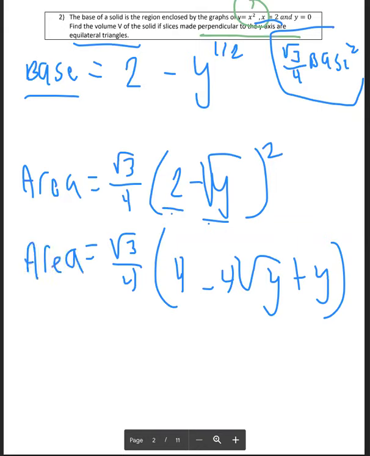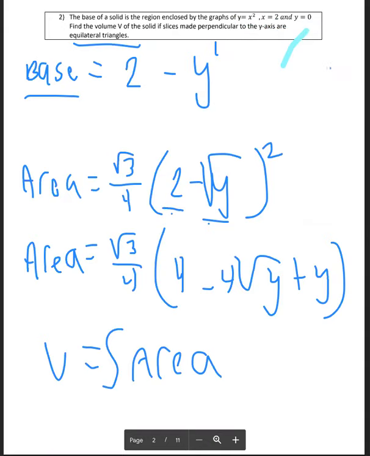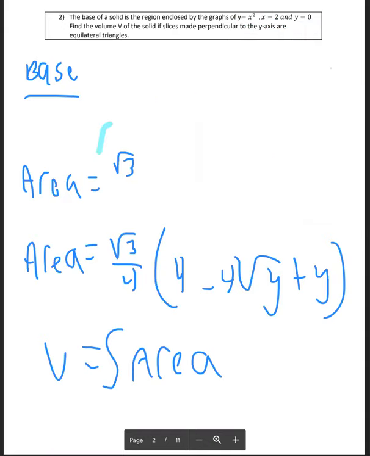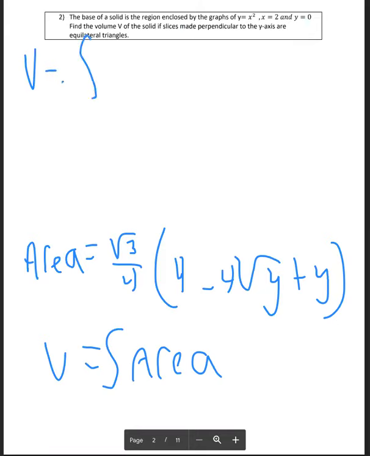Now all we have to do is find the volume. And remember, the volume is the integral of the area. So I'm going to erase the top now because we're kind of done with that part. Now all we have to do is integrate that kind of long expression. So V is equal to the integral. You need to know the bounds, of course.